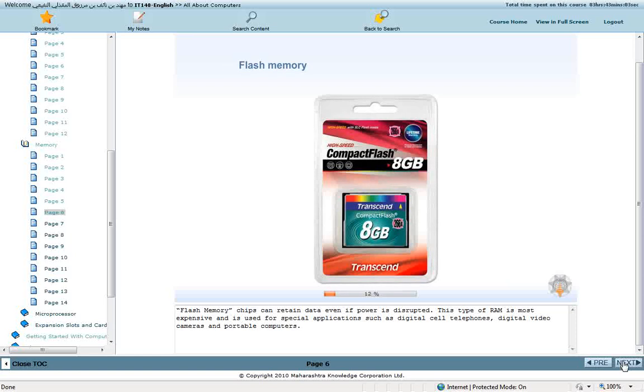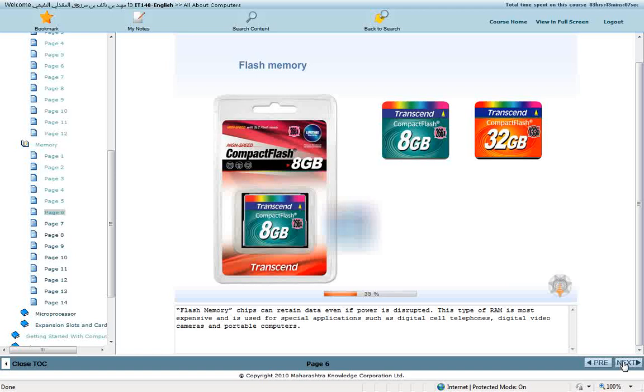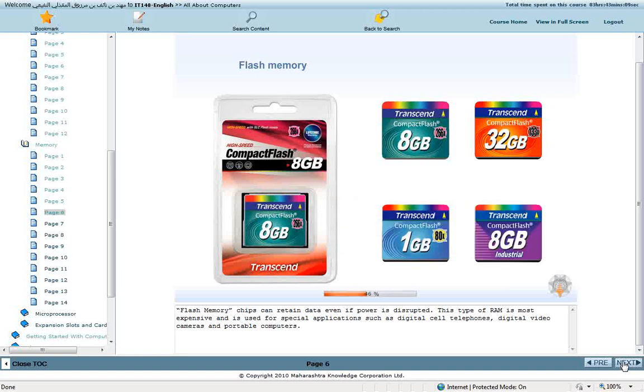Flash memory chips can retain data even if power is disrupted. This type of RAM is most expensive and is used for special applications such as digital cell telephones, digital video cameras, and portable computers.